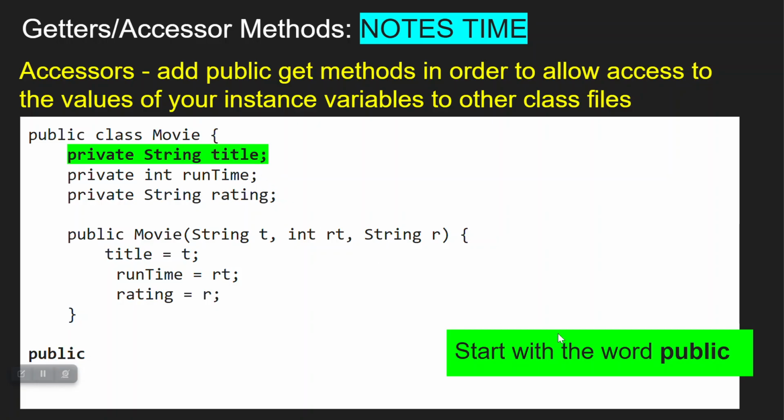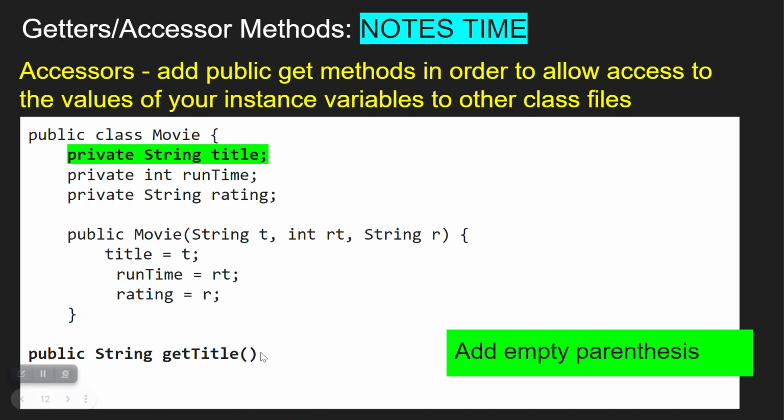So to write a get method, you focus on one of your instance variables. I'm looking at String title. You always start with the word public because we want to make sure that these methods are available outside of this particular class. Then you want to make sure that you match the data type. Since title is a String, you say public String. And then you name the method. It's standard to just say get and then add the name of your instance variable. So getTitle.